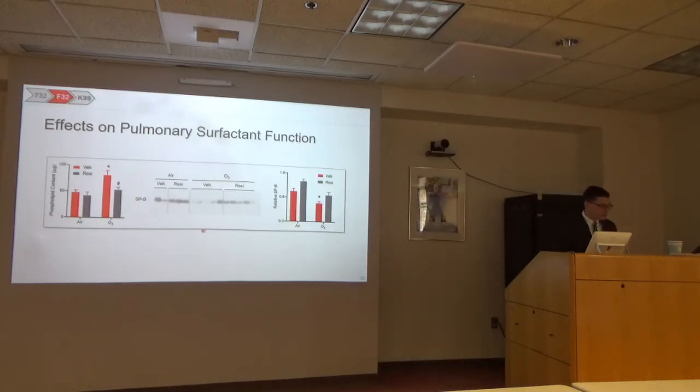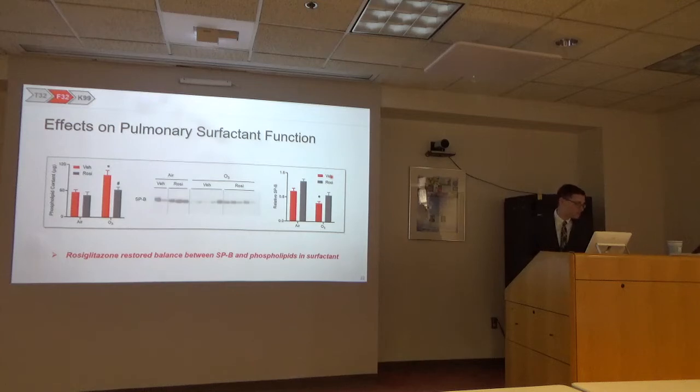And so here's a Western blot of the SPB levels in the large aggregate fractions recovered from the bronchoalveolar lavage. And on the right would be the densitometry data determined using ImageJ. And so we can see that there is a significant reduction in the relative amount of SPB to phospholipids after exposure to ozone, and then again a mitigation or a blunting of that reduction with administration of rosiglitazone.